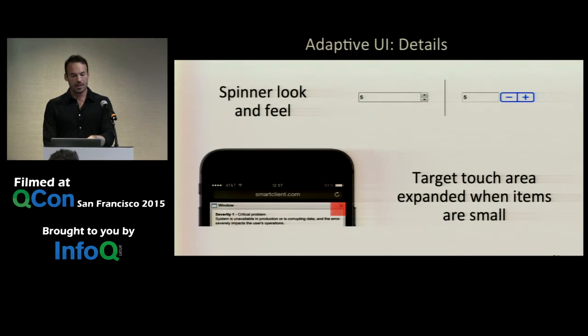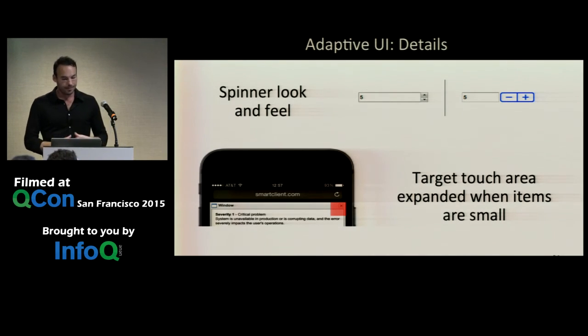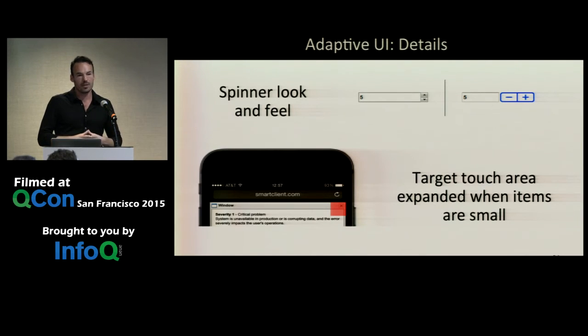This is a subtle one. So the spinner control, the standard desktop UI for that, is 2 tiny little arrows that you could only possibly hit with a mouse. If you try and hit that with your finger, it's very frustrating. When you are on a mobile device, it switches appearance to something that looks a bit like the iOS native control for a spinner.